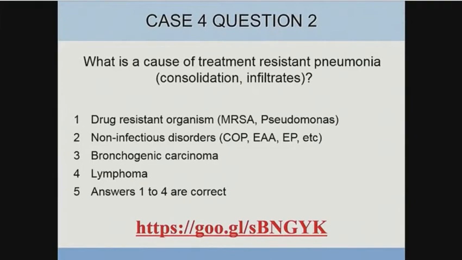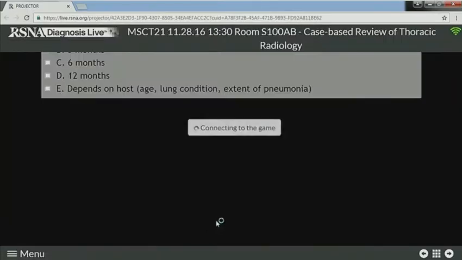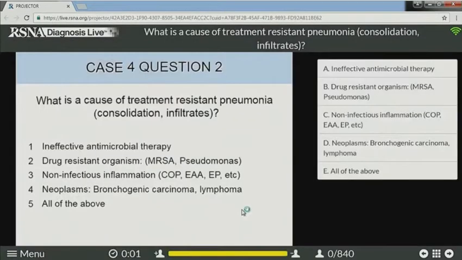So question number 2 for this case: what is the cause of treatment-resistant pneumonia? Is it drug-resistant organisms, non-infectious disorders such as COP, extrinsic allergic alveolitis, bronchogenic carcinoma, lymphomas, or are the first 4 answers correct? Ineffective antimicrobial therapy, non-infectious disorders, bronchogenic carcinoma.